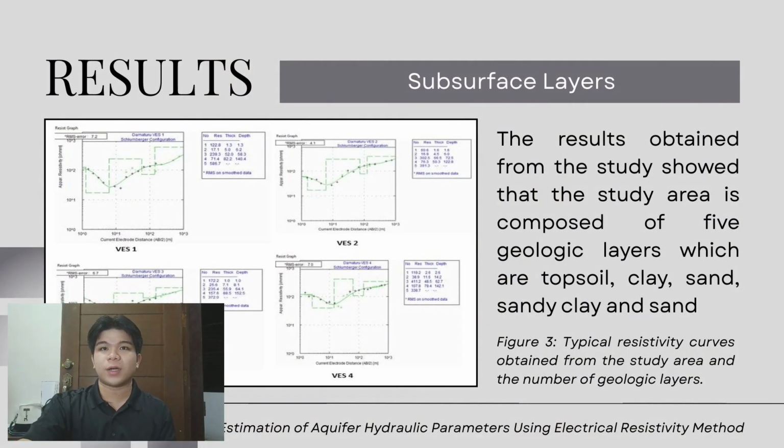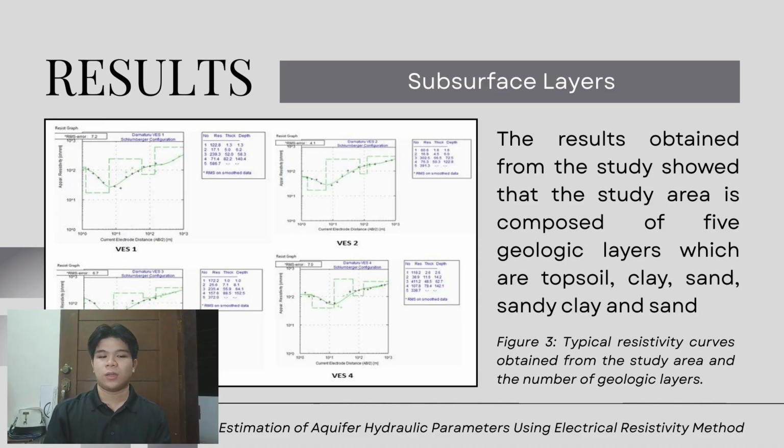The study area comprises 5 geologic layers, which are topsoil, clay, sand, sandy clay, and sand. The first layer, 0.7 meters to 2.6 meters thick, is a mixture of humus, clay, and sand. The second layer is clay, which is 4.5 meters to 12.2 meters thick, and overlies the third layer, which is the first aquifer. This clay layer's proximity to the surface contributes to flooding during the rainy season.